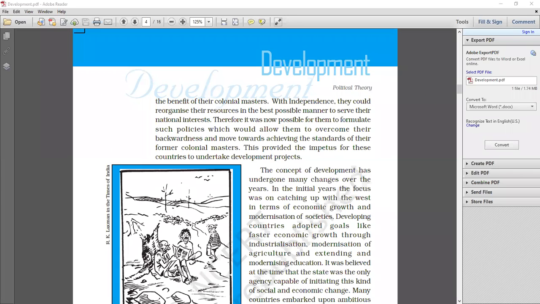And the national interest directly means the people. So they make different types of policies which would allow them to overcome this backwardness. They came up with many policies and programs which would help them to overcome the challenges of poverty, hunger, education, illiteracy, etc., and move towards achieving the standards of their former colonial masters.